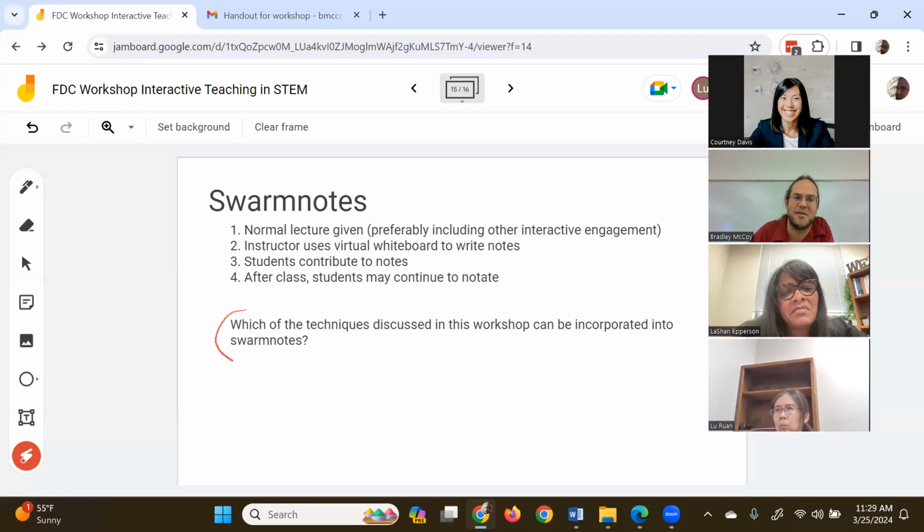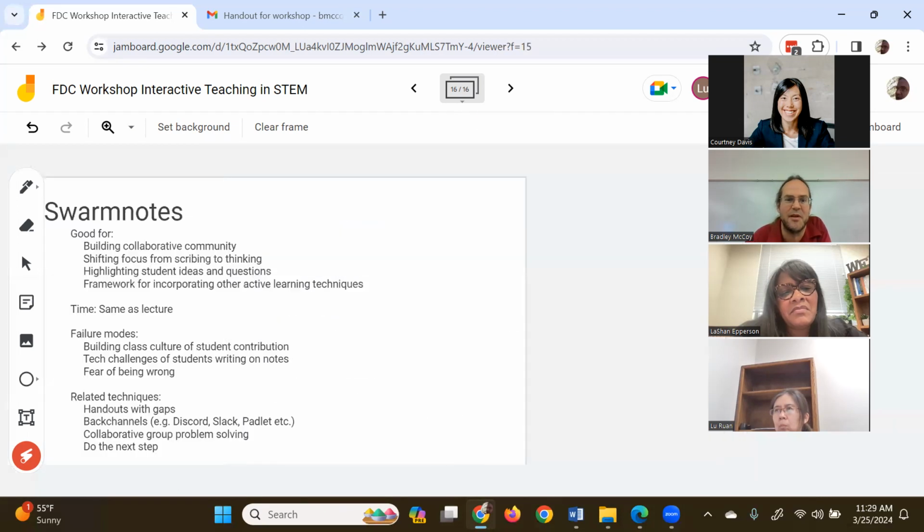So I'm going to give my quick answer to this one. Which of the techniques discussed in this workshop can be incorporated in swarm notes? All of them. This is kind of like a framework that you can use a lot of other interactive teaching things in.